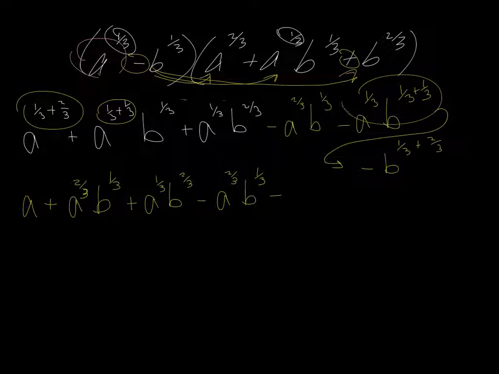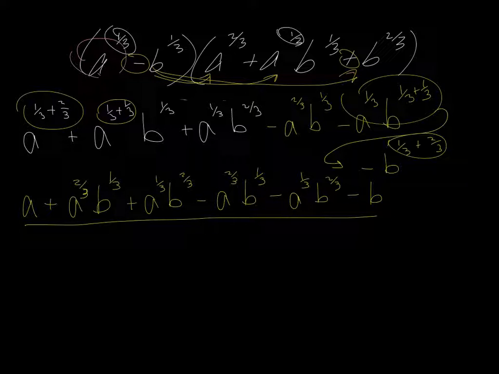And what about this one? I can add my b, so I'm going to leave it as a to the 1/3, and then that b is a 2/3. And then I can add those. b to the 1/3 and 2/3 is 3/3, which is 1. So that whole mess is what I've got.